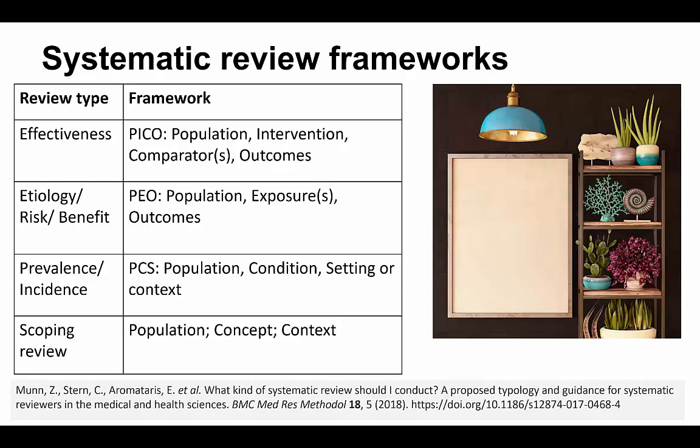We talked about different types of frameworks, and this is showing a few of those types. We also talked about how if you're doing a scoping review, that might have a kind of different framework. So I put that one down here at the bottom. And we used this article, What Kind of Systematic Review Should I Conduct? That has a really nice table talking about 10 different types of questions and frameworks you can do with a systematic review.